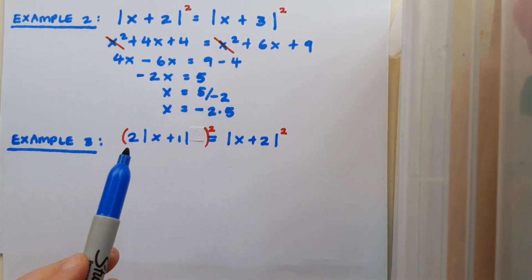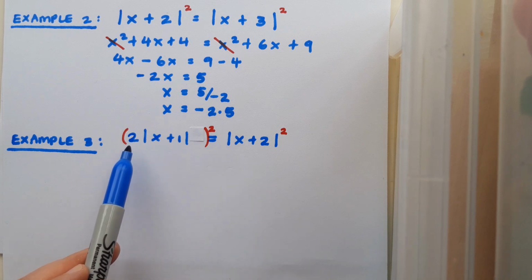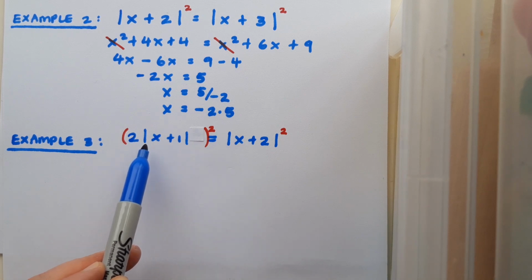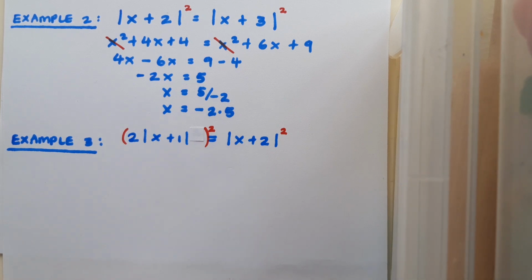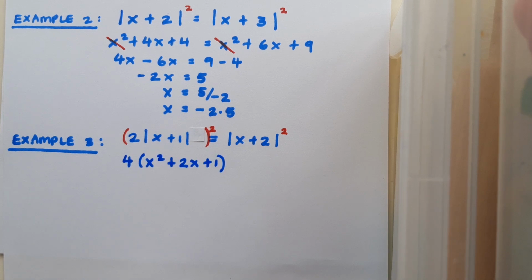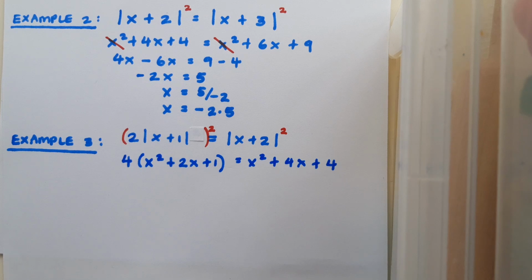When I expand this square, I will square the number, and I will square the absolute value, and I will multiply these together. So I'll have 4 times x squared plus 2x plus 1 equals x squared plus 4x plus 4. And now I want to just do a little bit of tidying up and resolve it into a quadratic on the left-hand side equal to 0 so I can solve. So pause the video here and try that yourself.